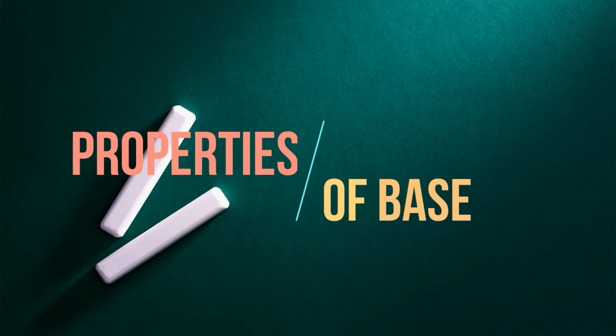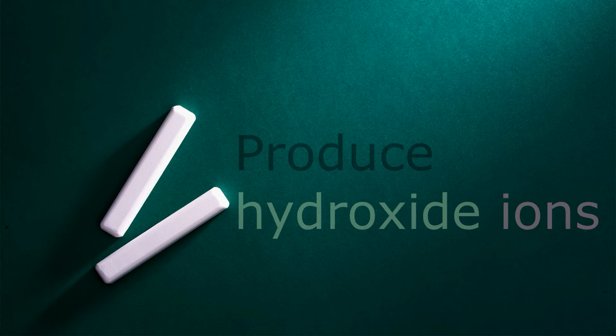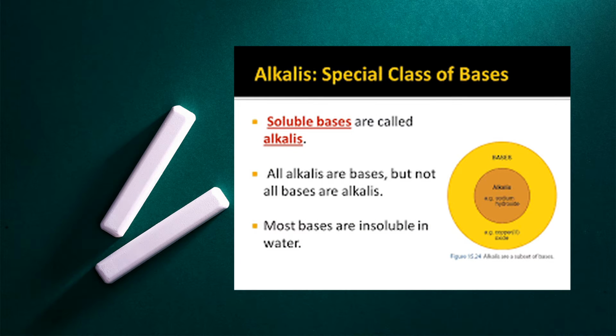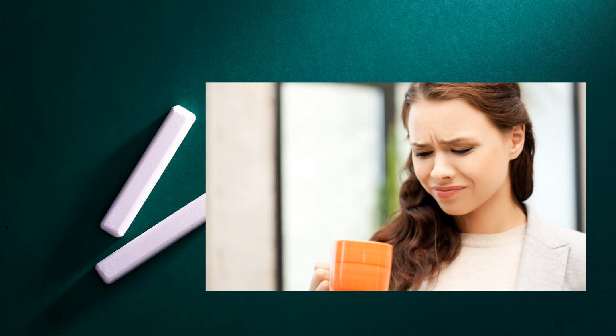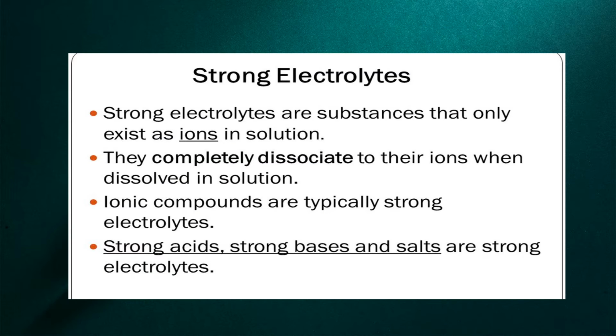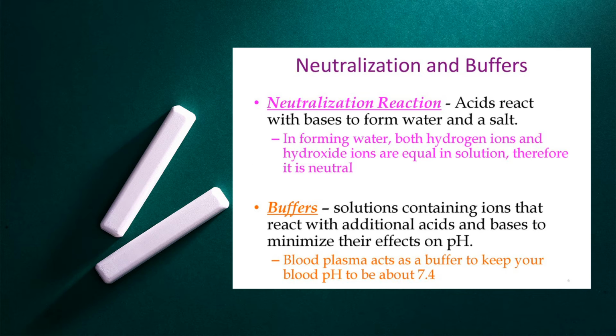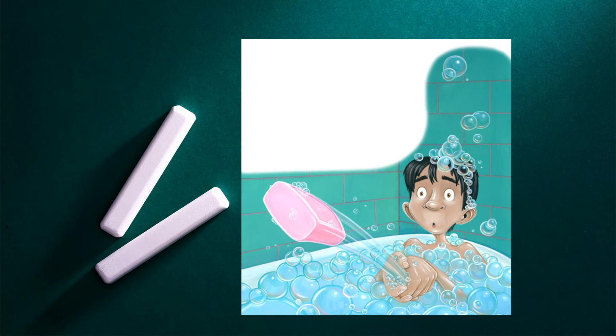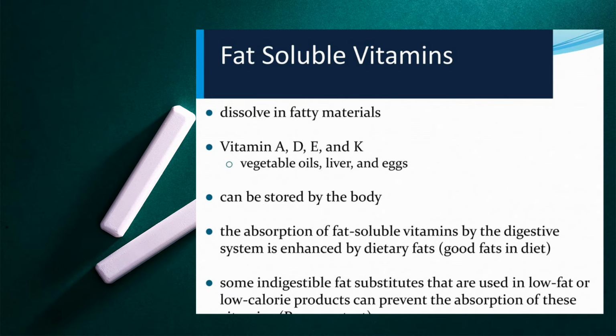Properties of bases. Produce hydroxide ions, OH-, in H2O. Water-soluble bases are called alkalis. Bitter taste. Turn red litmus blue. Act as electrolytes in solution. Neutralize solutions containing H+ ions. Have a slippery, soapy feel. Dissolve fatty material.